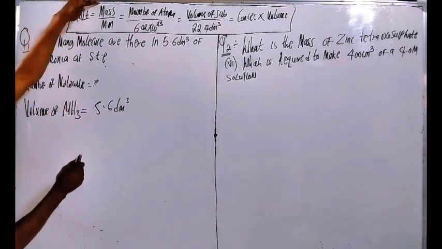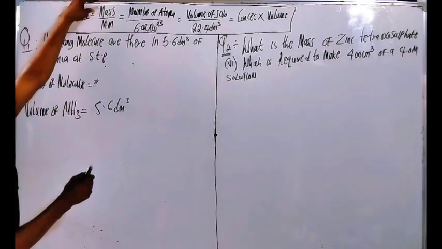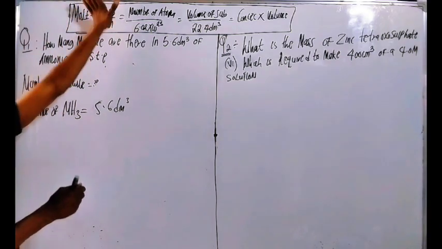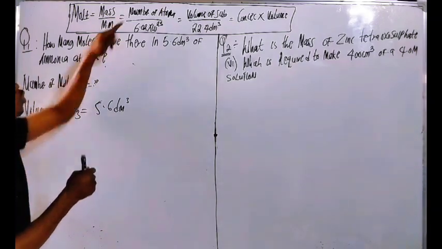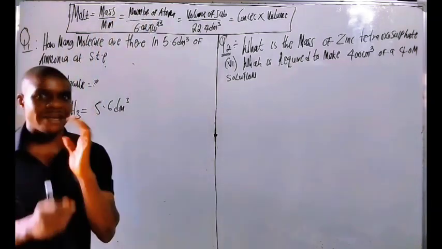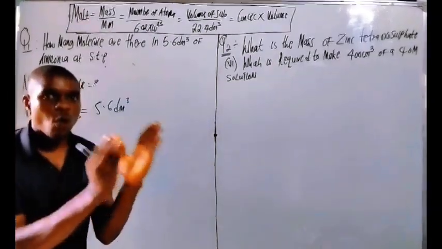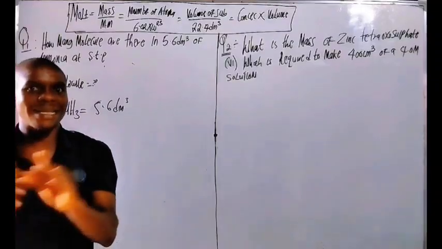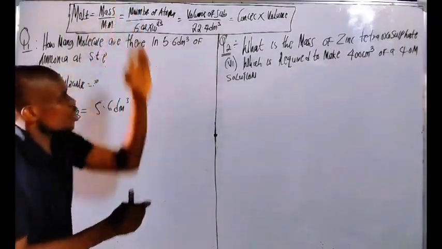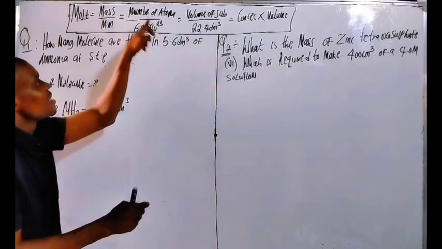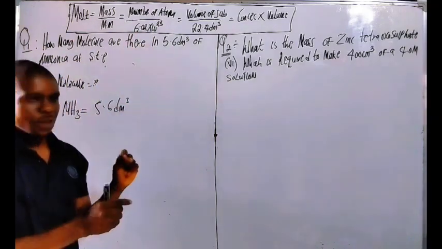Now, mass over molar mass. There's no mass here. They did not talk about molar mass. So we are not using this one. Do you see that? Now the next thing is the number of atoms. Remember, I gave this formula here. It can either be atoms or molecules. Do you understand? So number of atoms or molecules over 6.02 times 10 to the power 23. Do you see that?